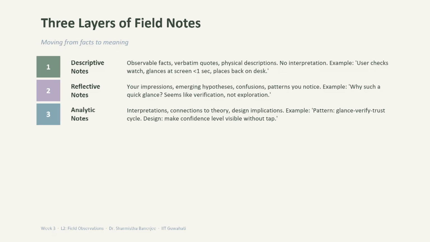So, like user checks watch, glances at screen for less than 1 second and places back on desk. That is the kind of descriptive statement that you will write over here. You will not make an interpretation of why you think they just looked at it less than 1 second, or why you think they put it back on the desk and not on their wrist, something like that.